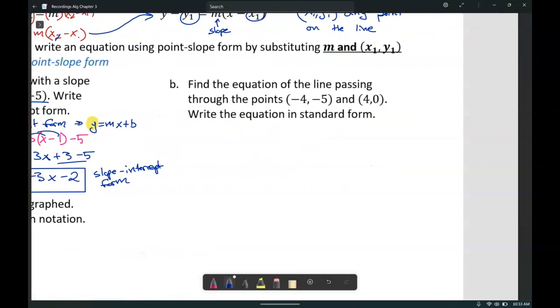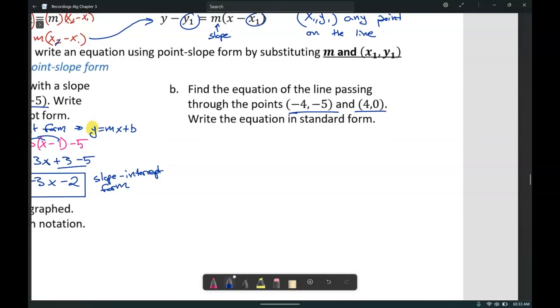Let's go ahead and do the same thing here. But now instead of being given the slope, we're given 2 points. If we're given 2 points, then we can use our slope formula in order to find our slope. So first we want to find the slope. We'll use y2 minus y1 divided by x2 minus x1: 0 minus negative 5 over 4 minus negative 4 gives us 5 over 8. So we have our slope, 5 over 8.